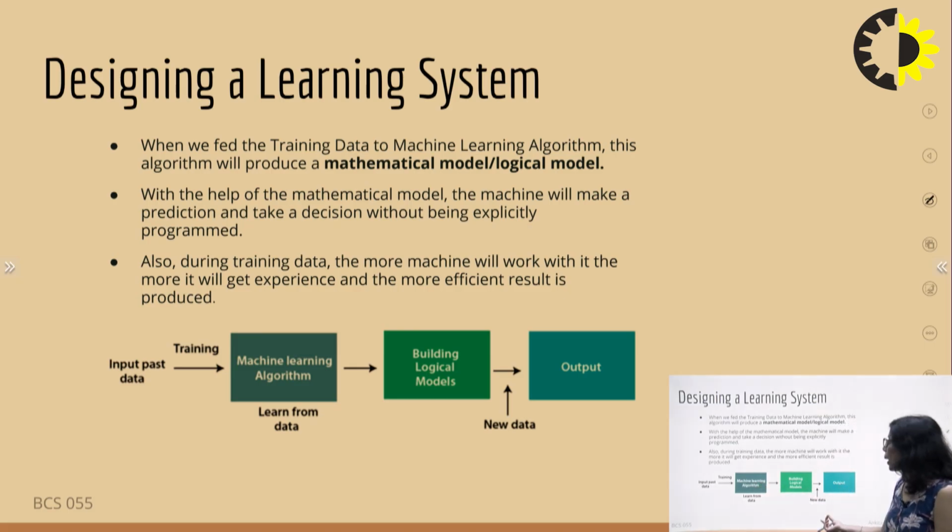And then when the new data is fed into the models, we are able to predict the output. So here the purpose of a learning system is to predict the output based on whatever logical models it has built. You can say this model is just a way to learn the patterns, to learn the logic behind the data. Once we have learned the logic, once we have found the connection between the input and output, we are able to predict the output for the new data.